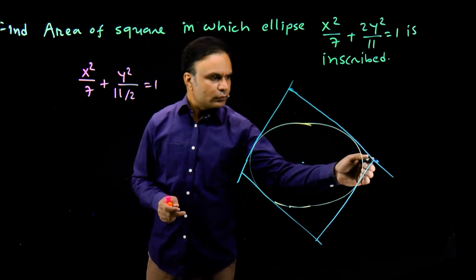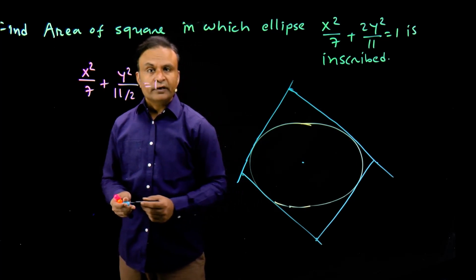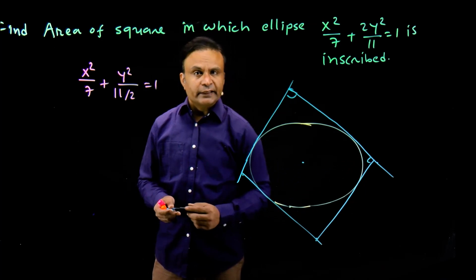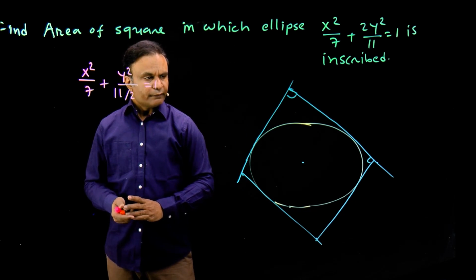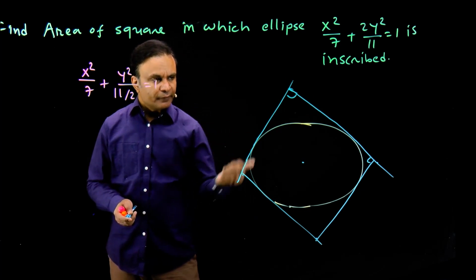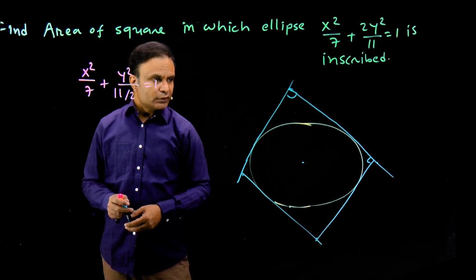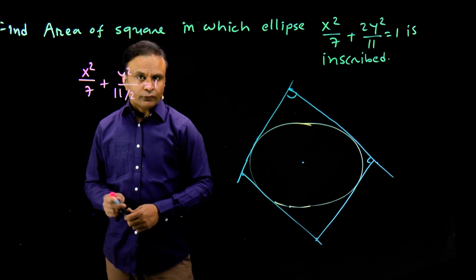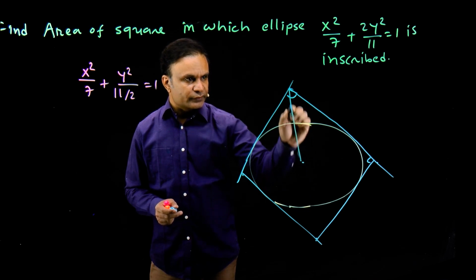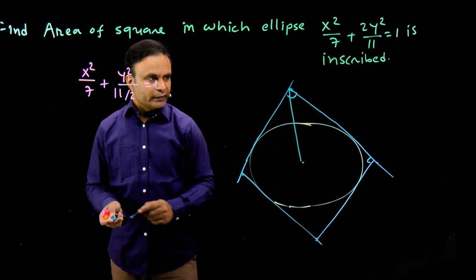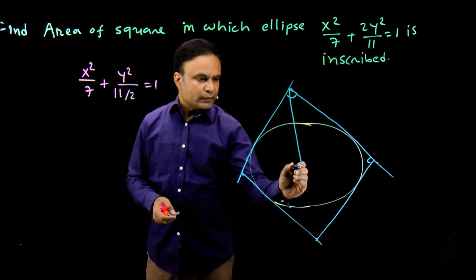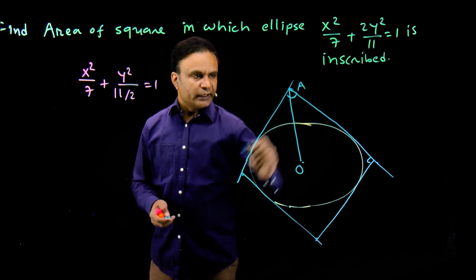Now these 4 vertices of the square will lie on the director circle because all these angles are 90-degree angles. So we can find the area of the square, or in fact the side of the square, from the radius of the director circle. This will be the radius. Okay, the distance of the center from one of the vertices of the square. This is O, this is E.